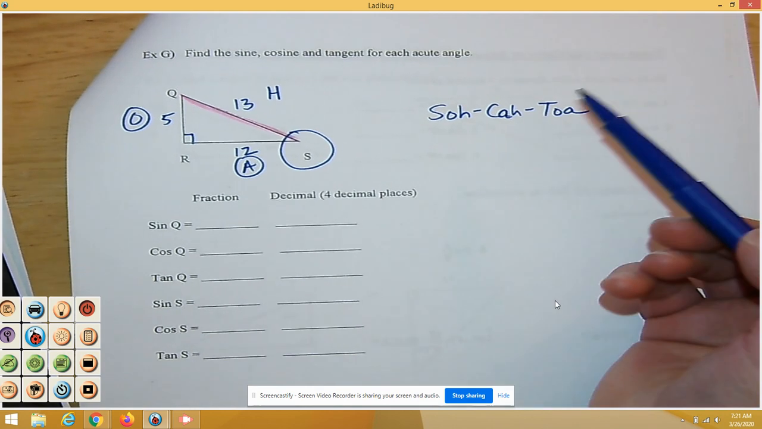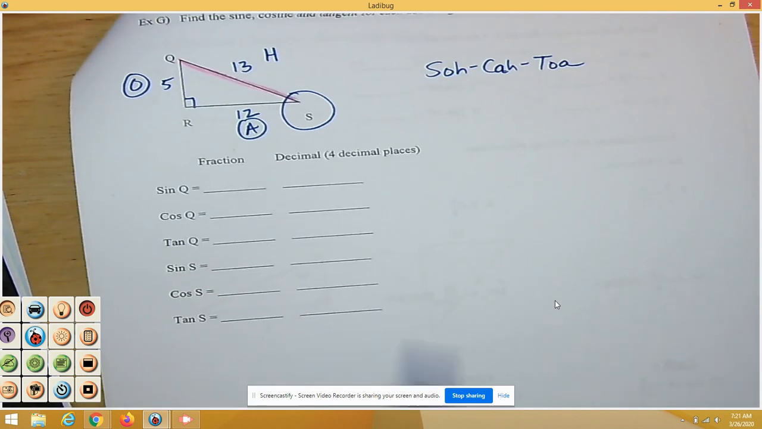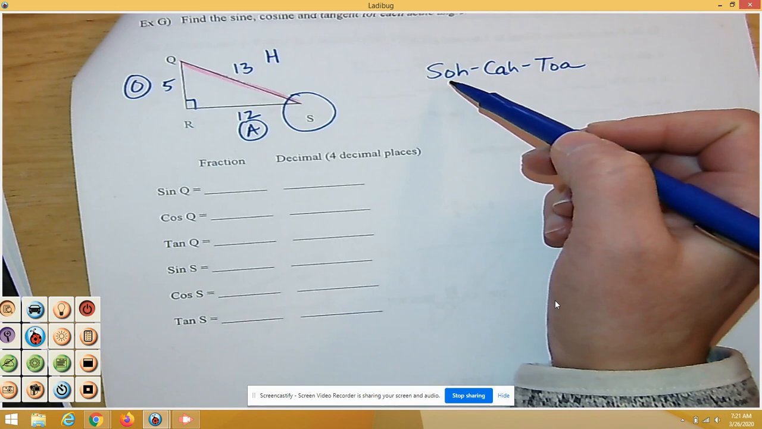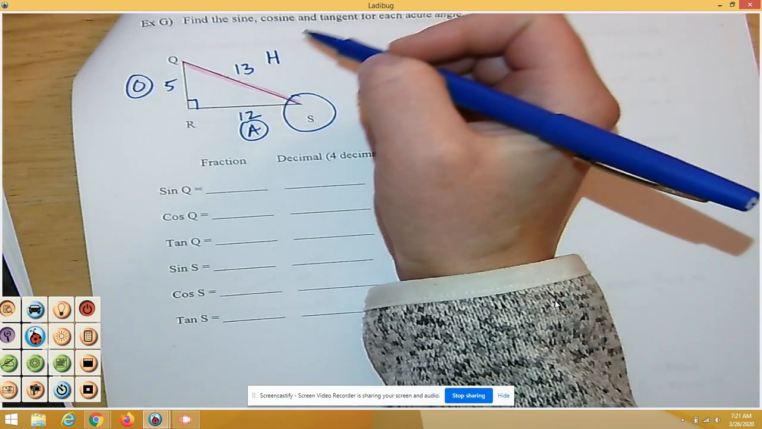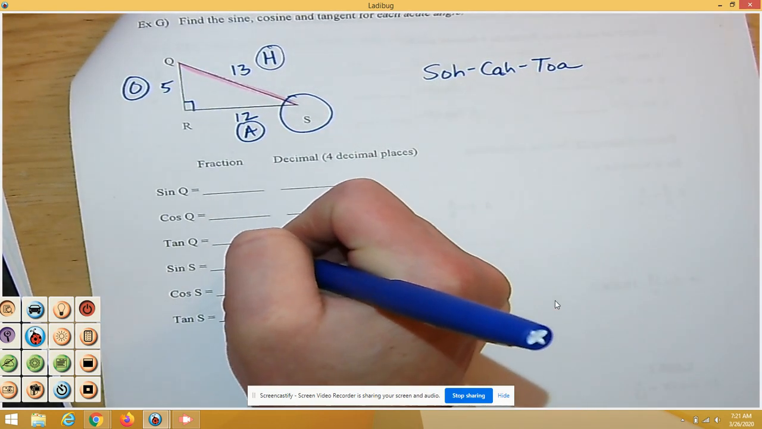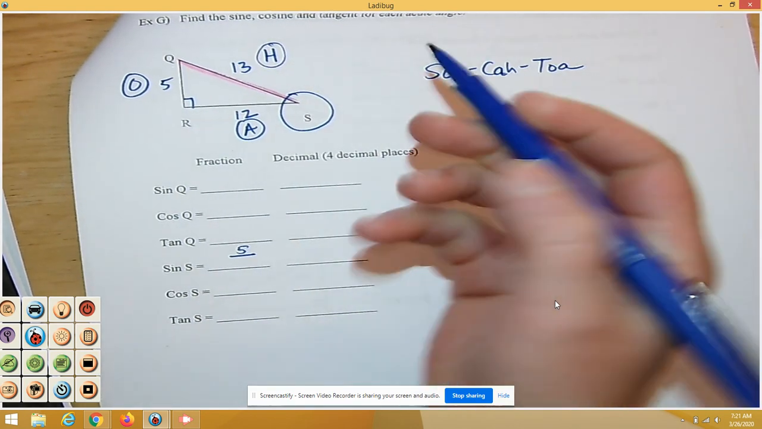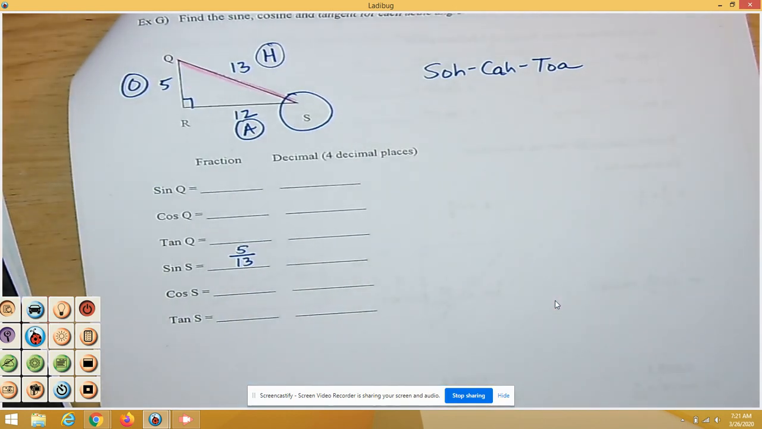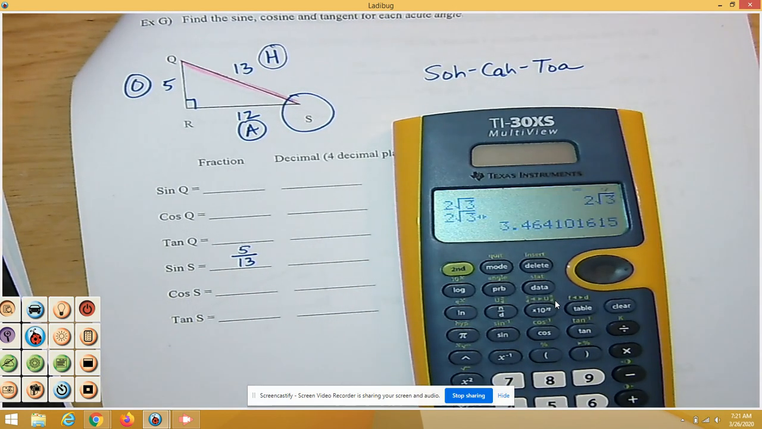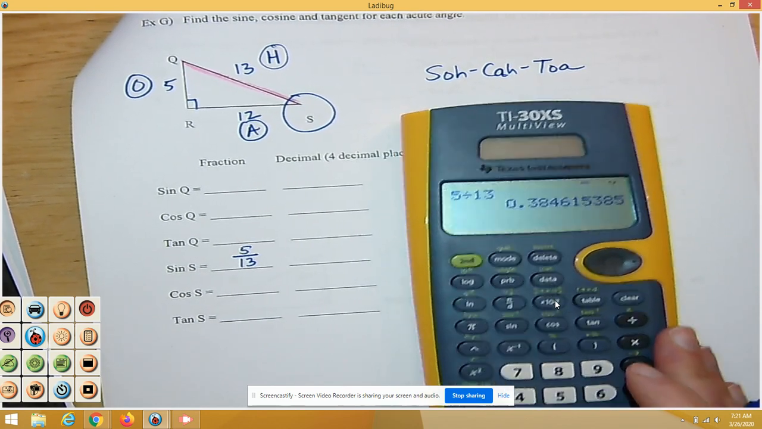Okay, anyway. So we're going to do the sine of Q first, which is not what I have here. So let's go down to S because that's what I circled. So I have the sine of S, and I want to do the ratio of the opposite side to the hypotenuse. So in this case, the 5 is opposite. So that's going to go in the numerator of my fraction, and then the 13 would go in the denominator, and then you can take your calculator, and we can do 5 divided by 13, and I'm going to round to 4 decimal places.